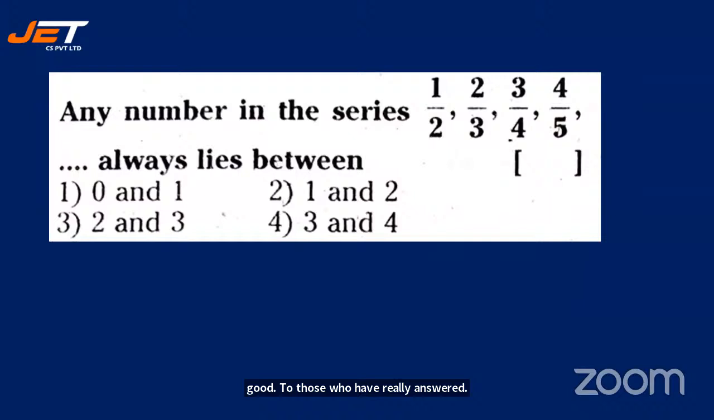Any number in the series 1 by 2, 2 by 3, 3 by 4, 4 by 5, and so on, always lies between dash. Does it lie between 0 and 1? Does it lie between 1 and 2? Does it lie between 2 and 3? Or does it lie between 3 and 4? Very simple question. Very easy to answer. So where does this lie?